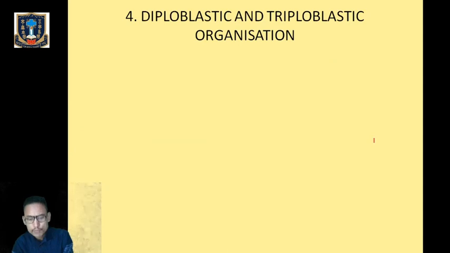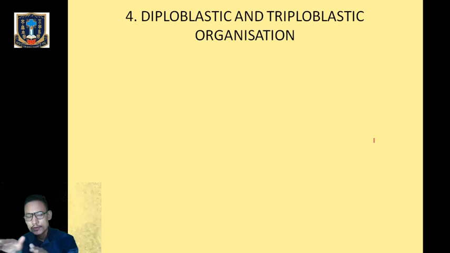Diploblastic and triploblastic organization. Before talking about it, remember the embryonic germ layers. We have three important embryonic germ layers, which give rise to different tissues and organs in our body during the course of fetal development. These are the ectoderm, endoderm, and the mesoderm.